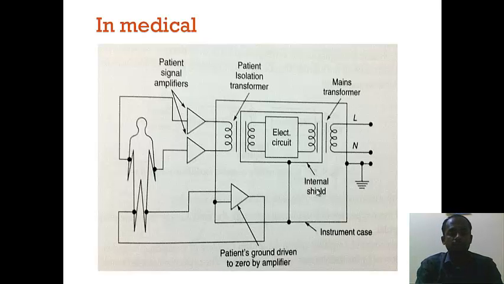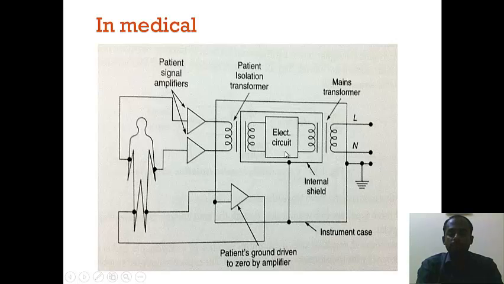Then in medical, as I told you, the patient's body parts are connected to the patient signal amplifiers, and the signal is being amplified and passed through a transformer. This transformer is being excited by an electrical circuit, and this transformer gives output to this electrical circuit, which conditions the signal and gives it to the mains transformer. This transformer is being excited by the power supply which we are giving, and it provides the signal to this transformer.